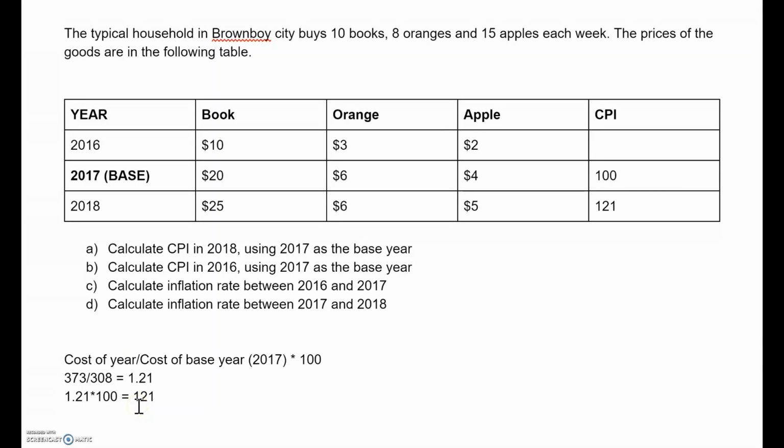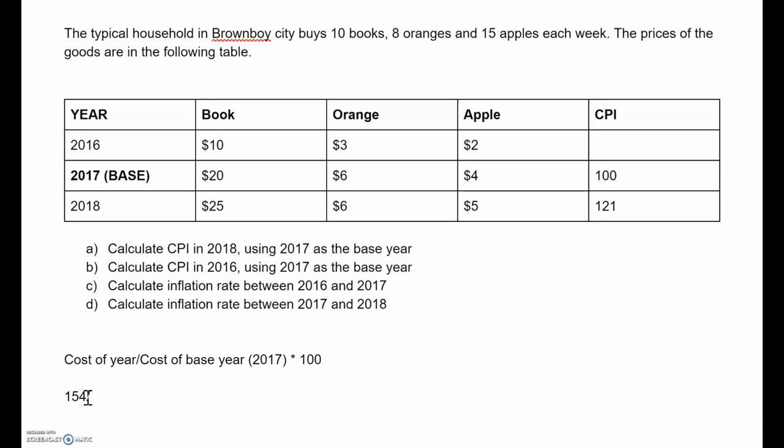So moving on to question B, calculate the CPI in 2016 using 2017 as the base year. So to do that, we're going to use the same process. So let's calculate it again. So what happens is there's 10 books and each costs $10, which is 100. 100 plus 3 times 8, which is 24, plus 2 times 15, which is 30. This all equals, or should equal, 154. So 154 is the cost of the year for 2016.